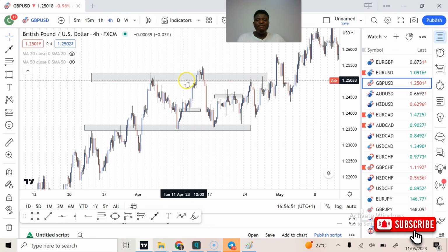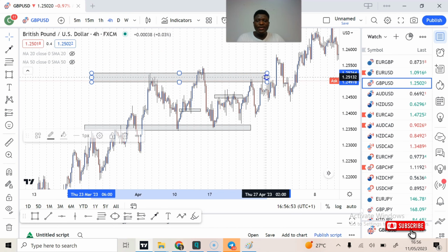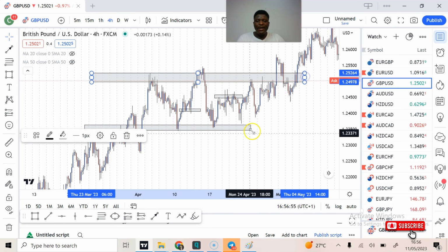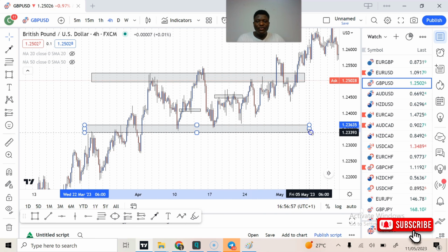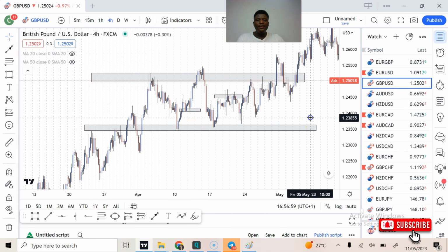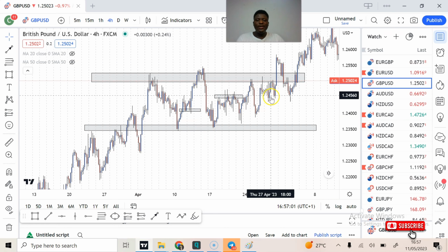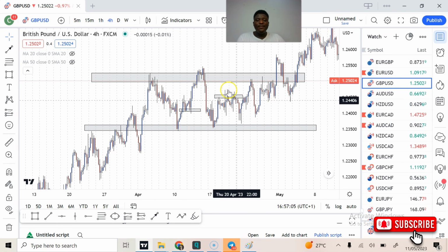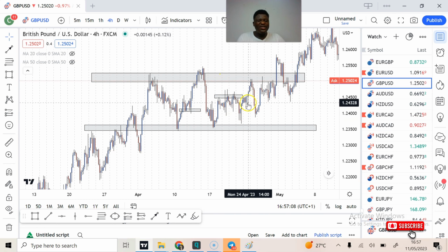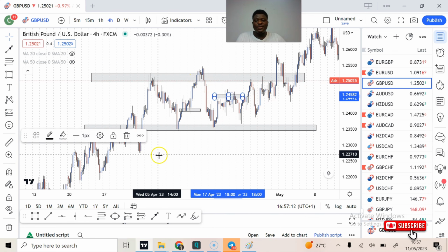Anytime you draw a major support zone and a major resistance zone like we've drawn here, every other thing in between is noise. Every single thing you see between these two zones is just noise in the market. This is where a lot of traders get stopped out.